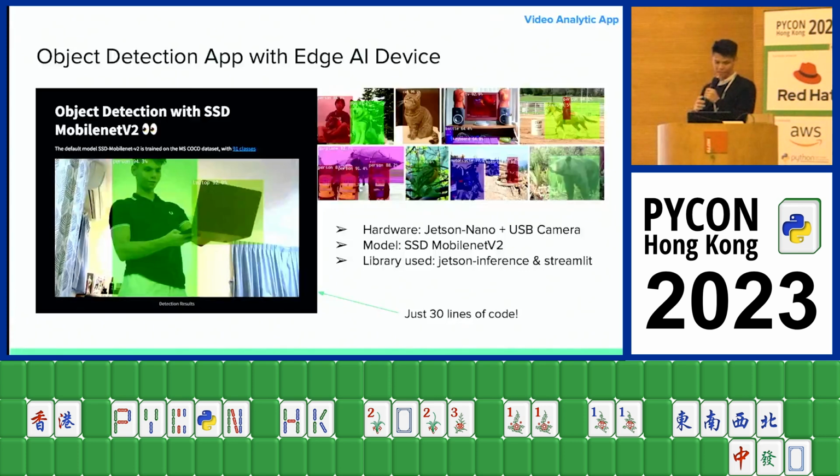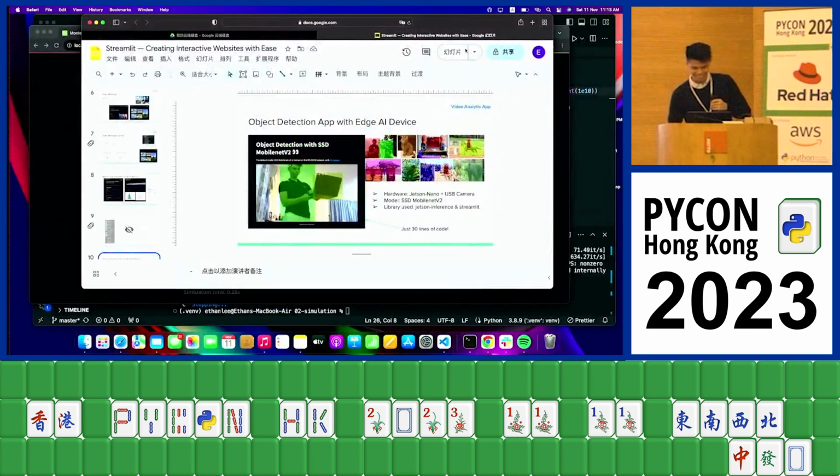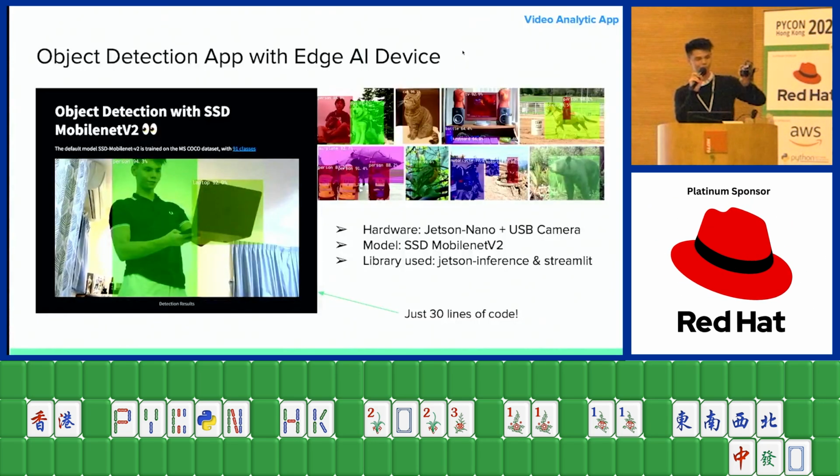So as I mentioned, edge AI devices are like this. I brought it today. So this is a Jetson Nano. It's very small, and today we use it with a USB camera. So the USB camera acts as the video source to take in the images.